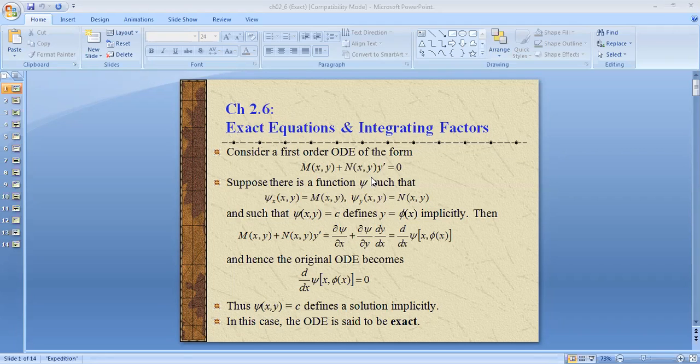Suppose there is another function psi of x, y, such that psi of x equals M(x,y) and psi of y equals N(x,y). That means M is a function of x and y, and N is also a function of x and y. If we can represent this whole left hand side as the derivative of a function of this kind, then we can write the solution of this differential equation as psi of x,y equals c, and this will be the exact differential equation. Just one process needs to be understood.